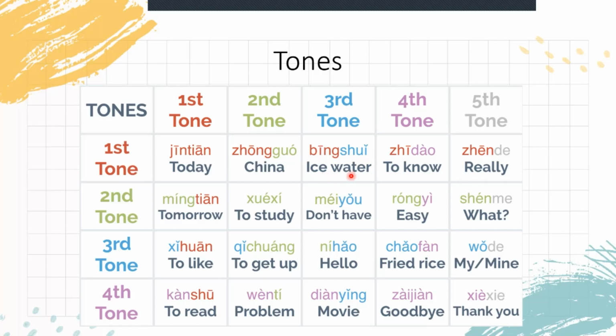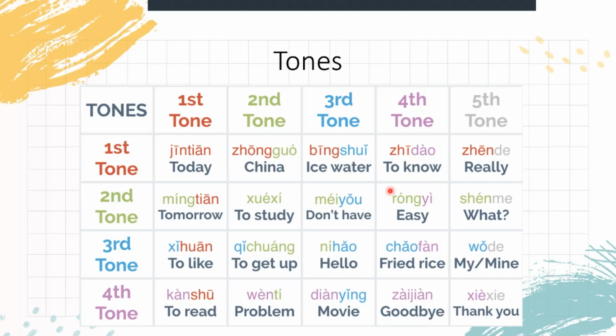Number 4, 知道. First tone, 知, and the fourth tone, 道. 知道. Okay, 知道 means know, to know. Okay, so 我知道, I know. 你知道, you know. 他知道, he knows. Okay, and number 5, we have another one.